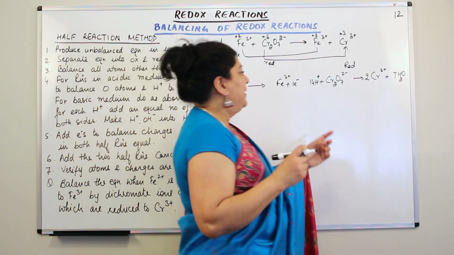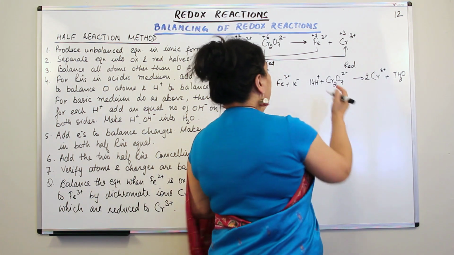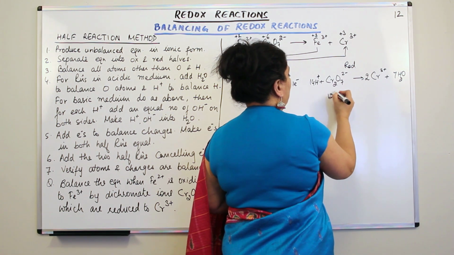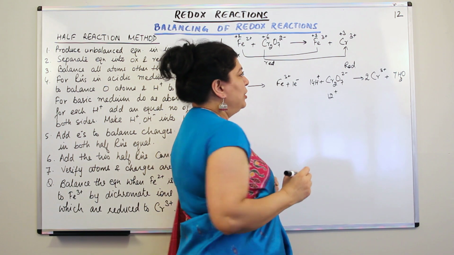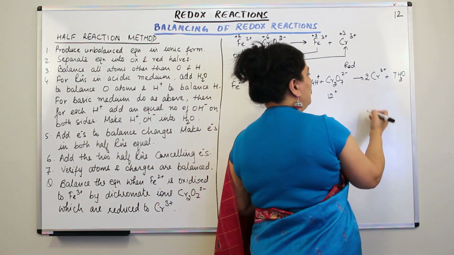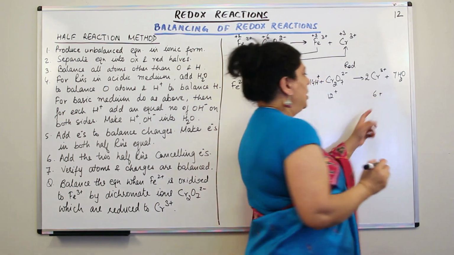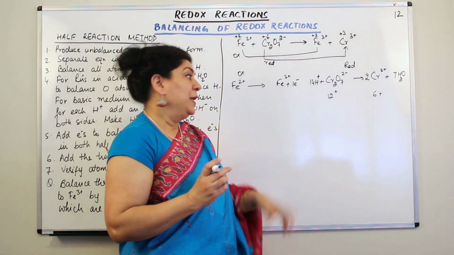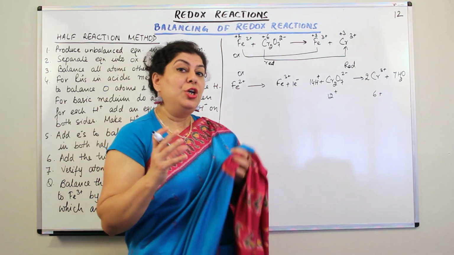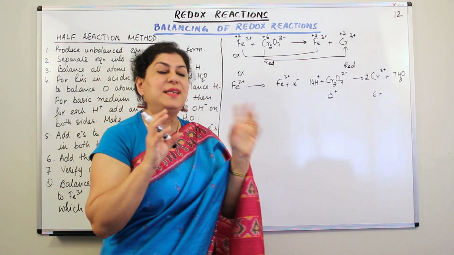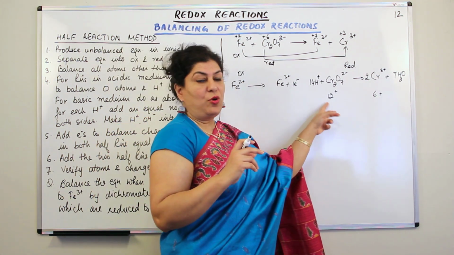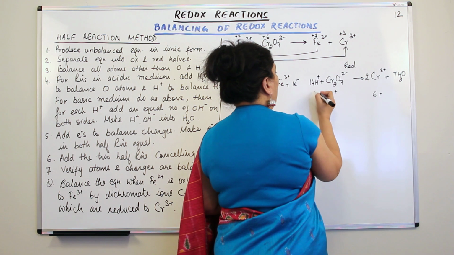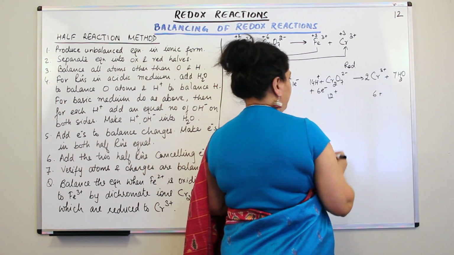But in the reduction half reaction, let us see what are the positives and the negatives now. Here you have 14 positive charges and 2 negative charges. It means you have 12 positive charges, right? There are 12 positive charges, and here you have 3 positive and there are 2 chromiums. So you have 6 positive charges on the product side, but 12 positive charges on the reactant side. The side which has more positive charge, you will add negative charge to that side to make it equal. So how many negative charges should I add on this side in order to make it equal to 6? I will have to add 6 electrons. So on the reactant side, I will add 6 electrons.